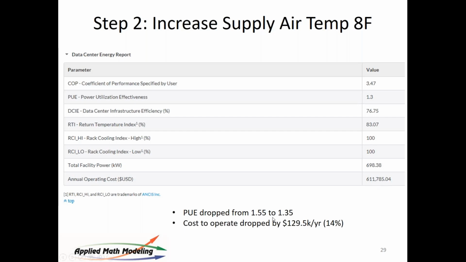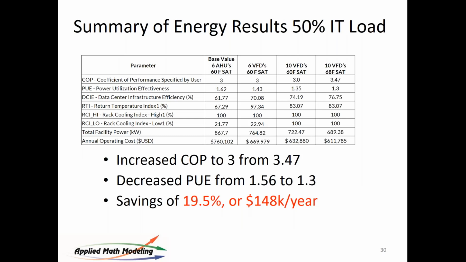We went from 155 to 135, and the cost to operate dropped by 14%, or 100 grand a year, assuming 10 cents per kilowatt hour. So that's a summary right there of those cases. We have the base case, 6 of them on at 60 degrees supply air temp, 760. Then we went to 6 VFDs at 60%. Then we took a look at 10. And you see here what's going on is the RTI is changing a little bit. What happens here is that we end up blowing a little more air in the case of 10.